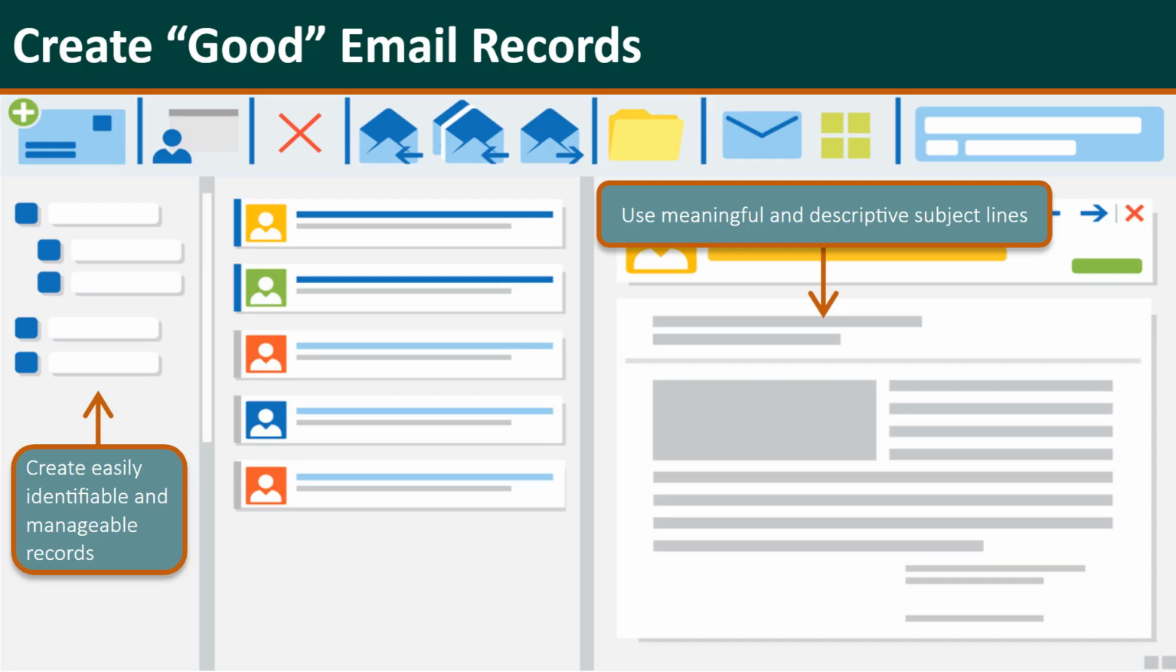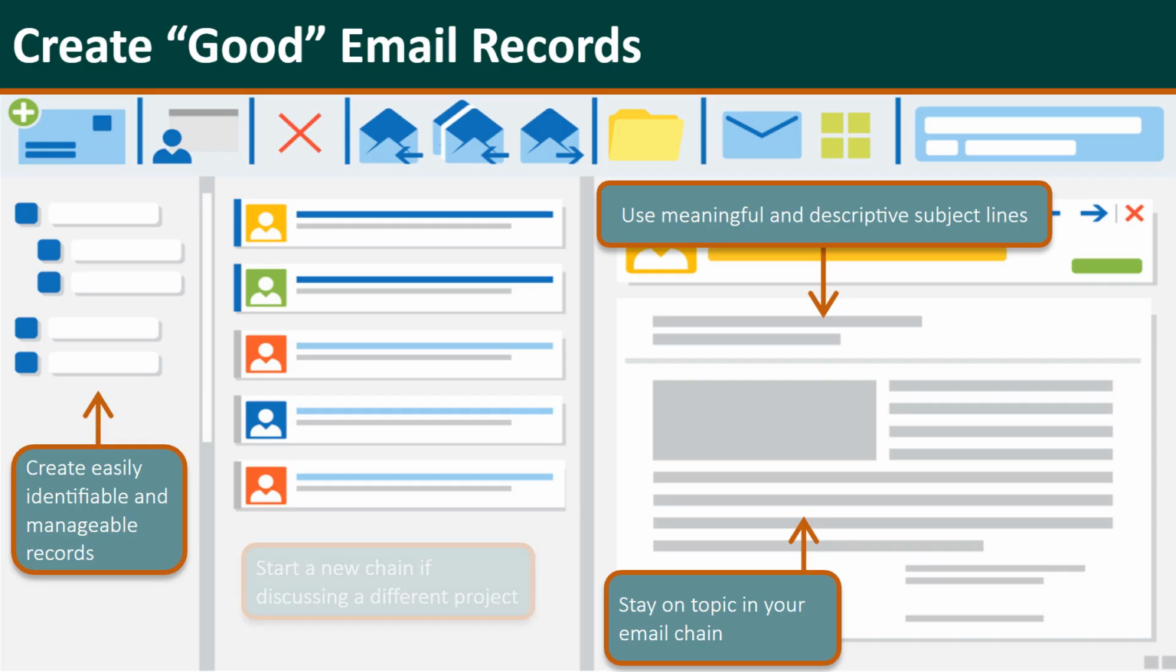Avoid generic or confusing subject lines like "helpful info," "important," or "contract status." Instead, add useful details such as the contract number, the project or topic name, and the case or invoice number that help identify the record. It's also important to stay on topic in your email chain so that the entire conversation can be properly managed. If you need to discuss a different project or topic with the same person, start a new email conversation chain under a new descriptive subject line.